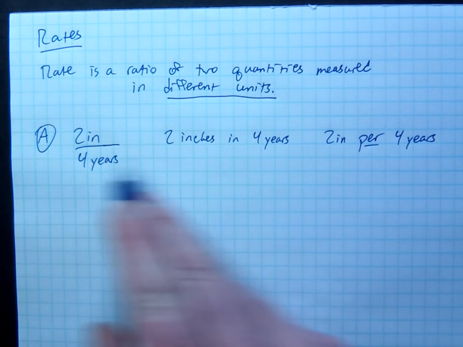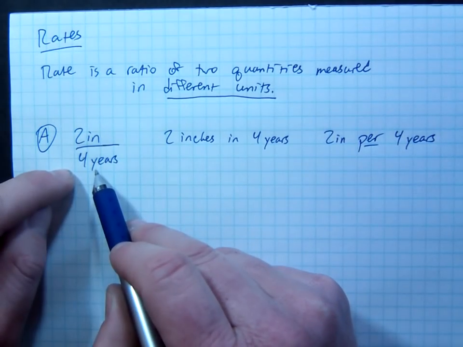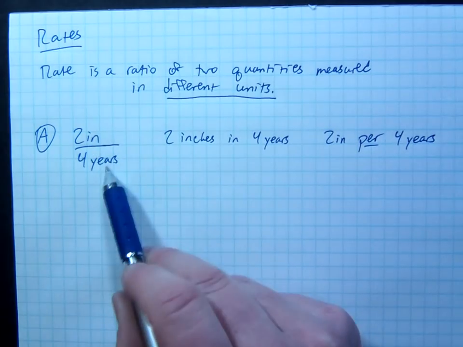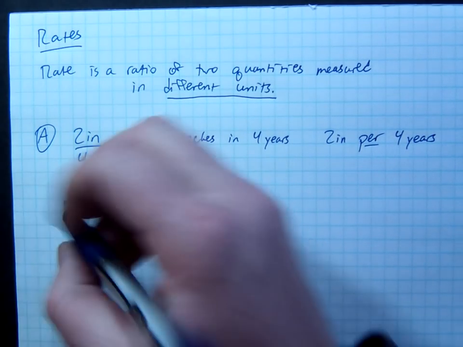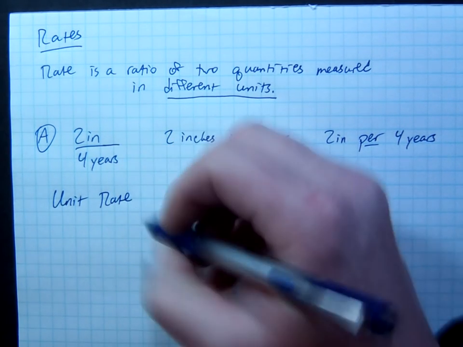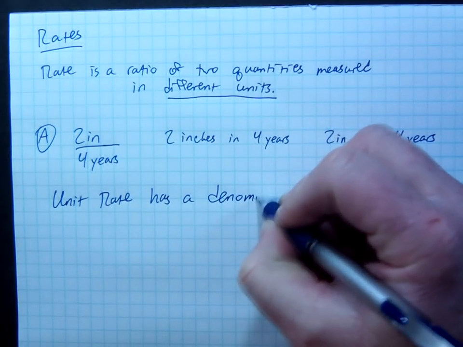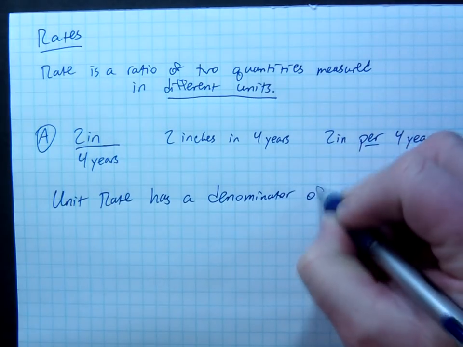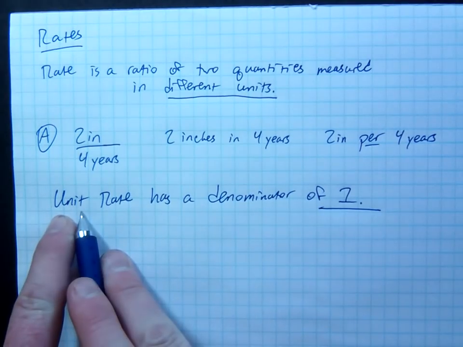So these are all examples of rates because the units of the numerator are different from the units of the denominator. We've got inches and years, whereas yesterday's ratios were the same units. All right, so next thing we need to learn about is what a unit rate is. A unit rate, very simply, has a denominator of 1, hence the word unit.